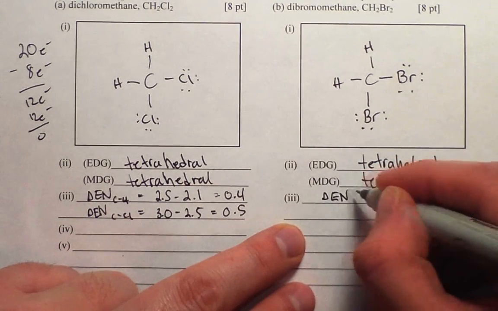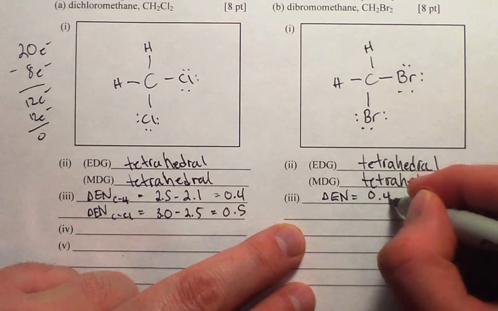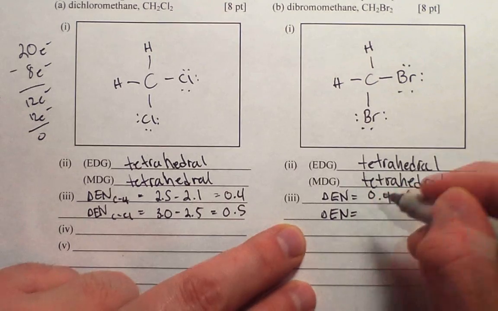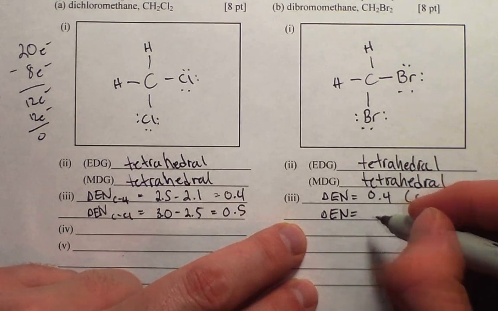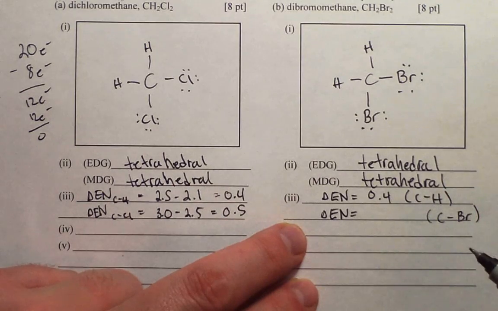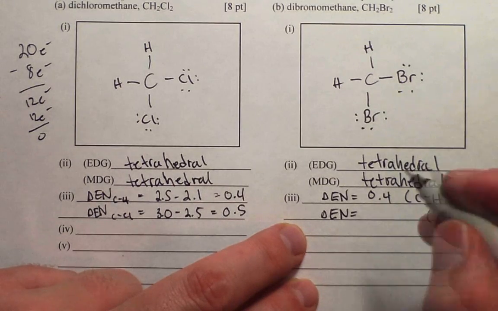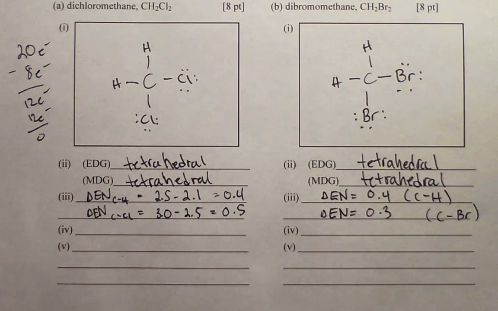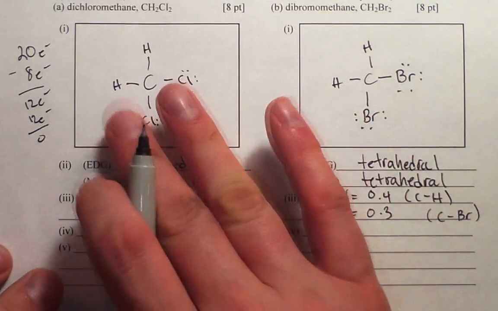The change in electronegativity for this one is going to be 0.4, and that's the carbon-hydrogen bond. And the change in electronegativity for the carbon-bromine bond is going to be equal to 2.8 take away 2.5 is 0.3. So this molecule is very, very nonpolar. This one is also nonpolar.